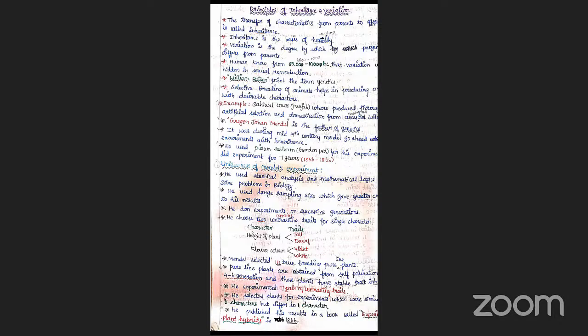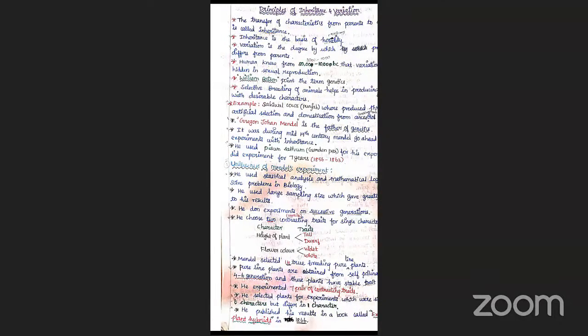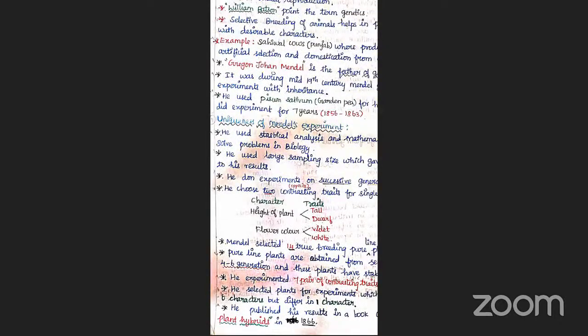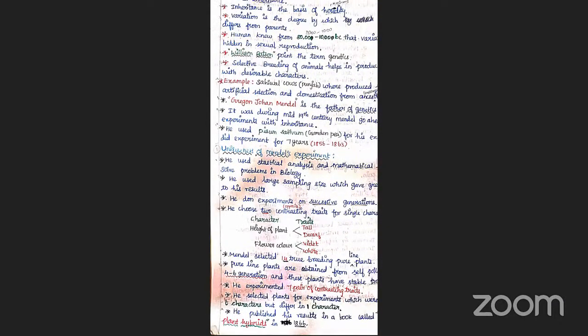The next subtopic is the uniqueness of Mendel's experiment. Mendel's experiments involved 4 steps. What are they? One is selection. Second one is hybridization. Third one is selfing. Fourth one is calculation.